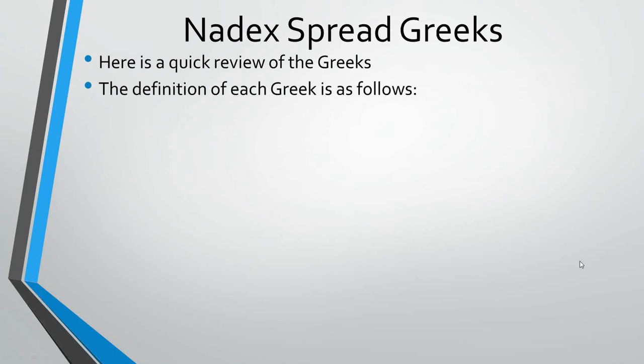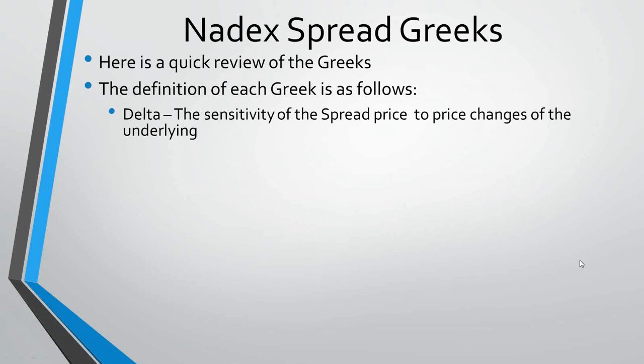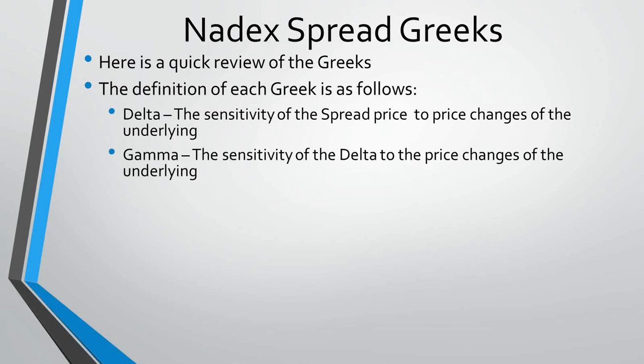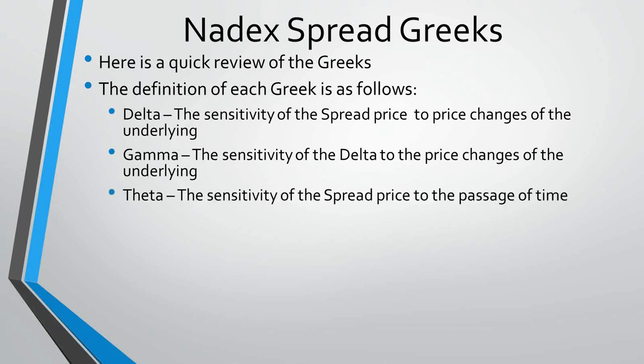So here's a quick review of the Greeks. The definition of each Greek is as follows. Delta is the sensitivity of the spread price to the price changes of the underlying. Gamma is the sensitivity of delta to the price changes of the underlying. How is the delta moving? Obviously, if the delta is moving, then the spread price is moving at a quicker pace or a slower pace versus the underlying than you originally anticipated. So that's what gamma is. How sensitive is the delta to the price change of the underlying?